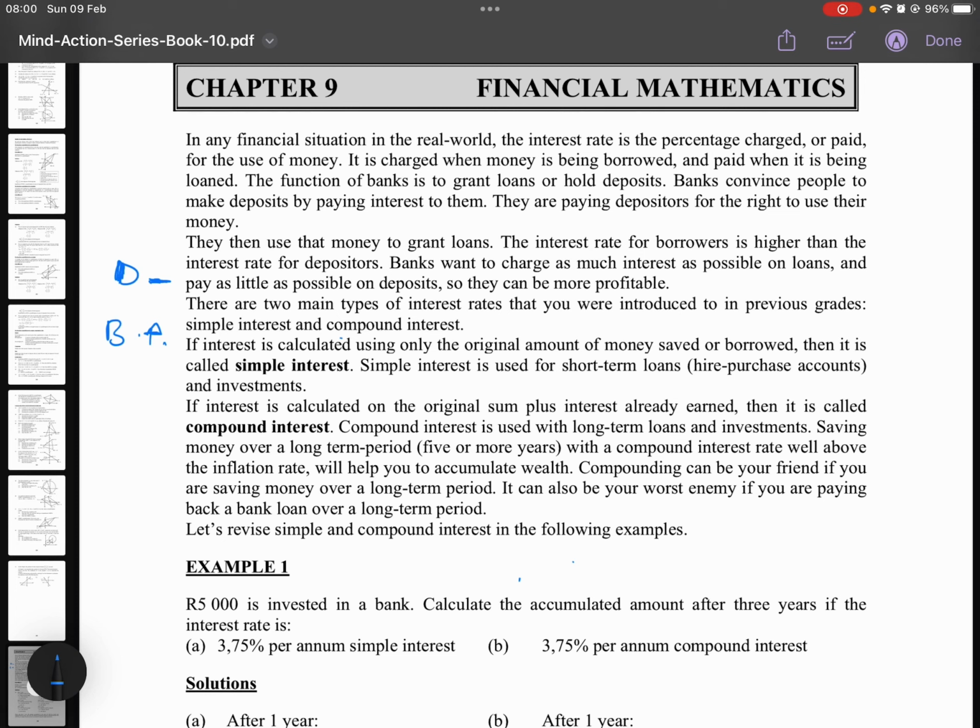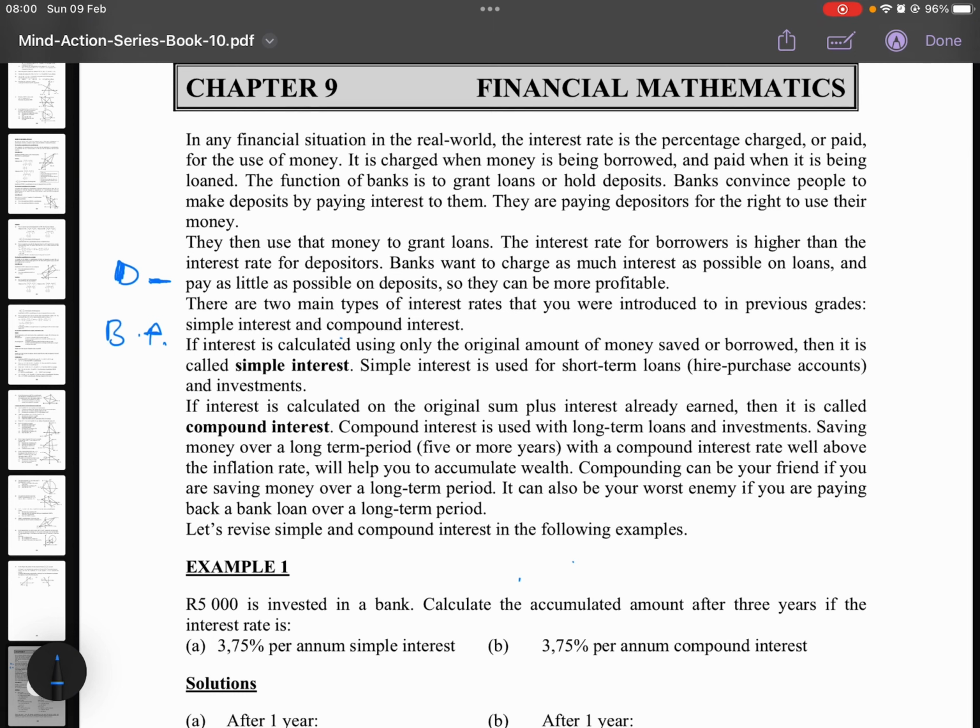That time the depositor was given only an additional 50 rand or 25 rand. But this one, the borrower, they want 200 rand extra. So you see how they are making money, because now the difference between those two values goes to the bank, and it's a positive one. So the bank is winning. Okay? The interest rate for borrowers is higher than the interest rate for depositors.